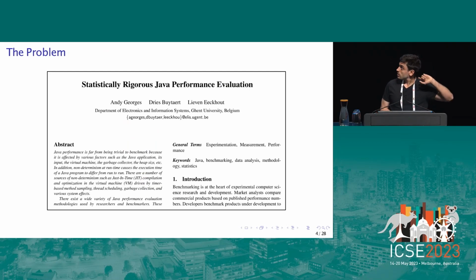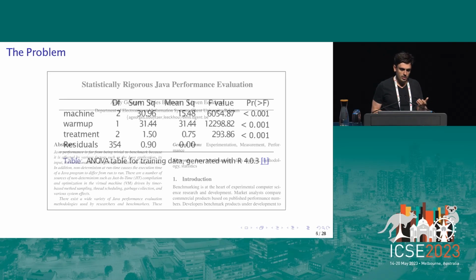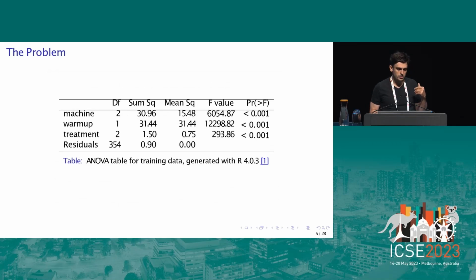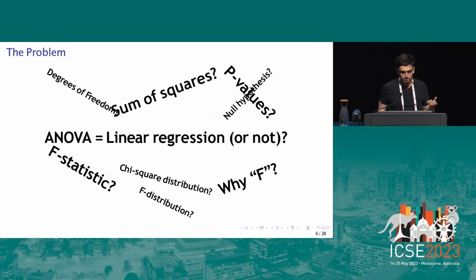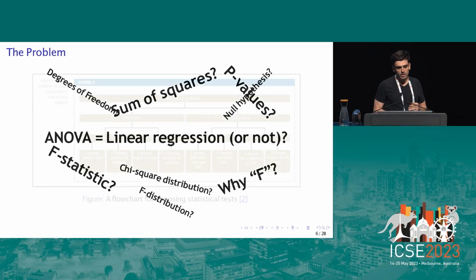So this is a fairly famous paper that suggests to use a technique called ANOVA. So I can take my data and plug it into ANOVA, and I get what's called an ANOVA table that looks like this. And the problem that I have with this table is that I don't understand any of it. There are lots of different concepts, and the questions that I have are what does it measure, and what kind of assumptions is it making about the data that I have.